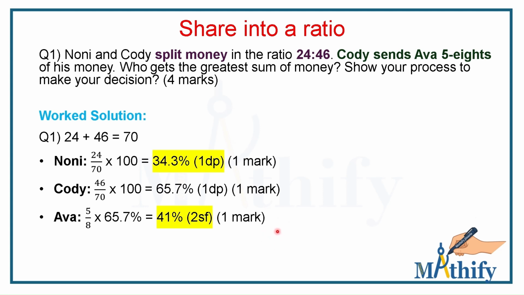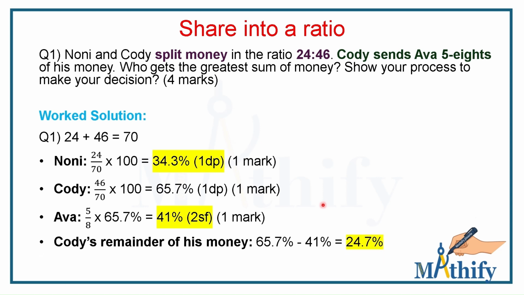Now to work out the amount of money that Cody has remaining, we will do 65.7% minus 41%. That will give us 24.7%. So Cody's remainder of money is 24.7%. So these are your 3 marks.